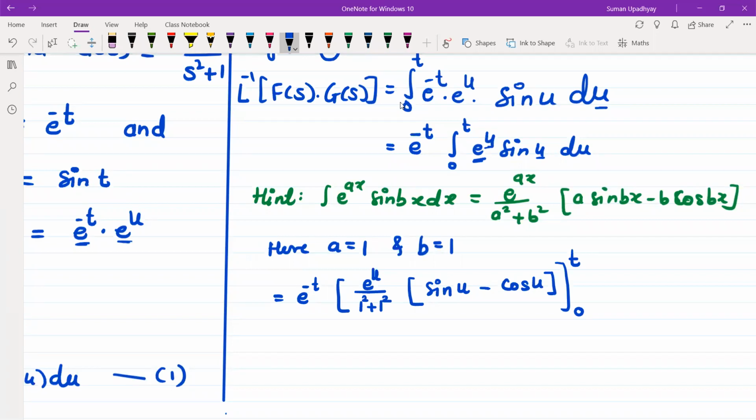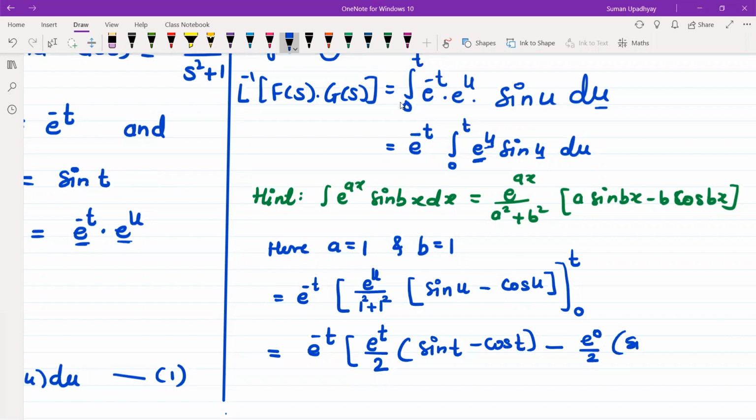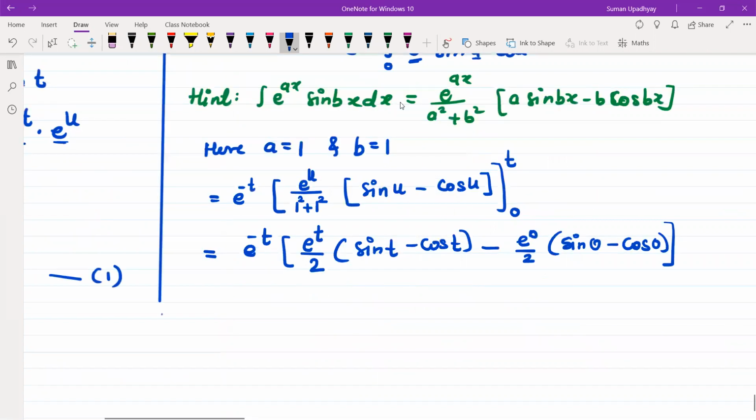So we have integrated it. Now you put the limit, from 0 to t, in place of u. Okay, e raised to minus t is there. Now in place of u, I have to put t. So it is going to be e raised to t upon 2 into sin t minus cos t. Did you understand what I have done? I have just substituted the upper limit in place of u. What should I write in the second term? E raised to 0 upon 2 into sin 0 minus cos 0. So now we are just going to simplify it a little bit.